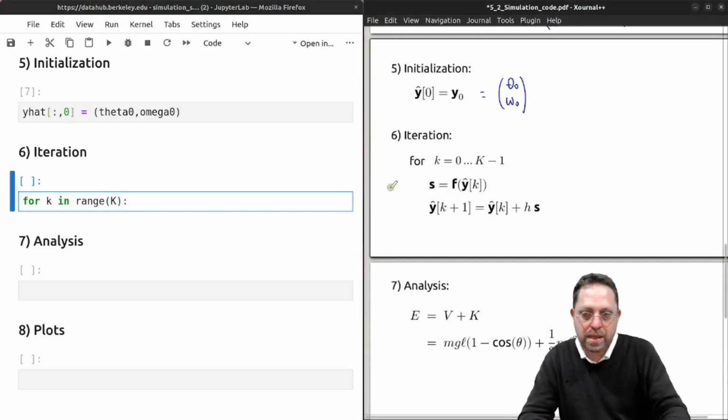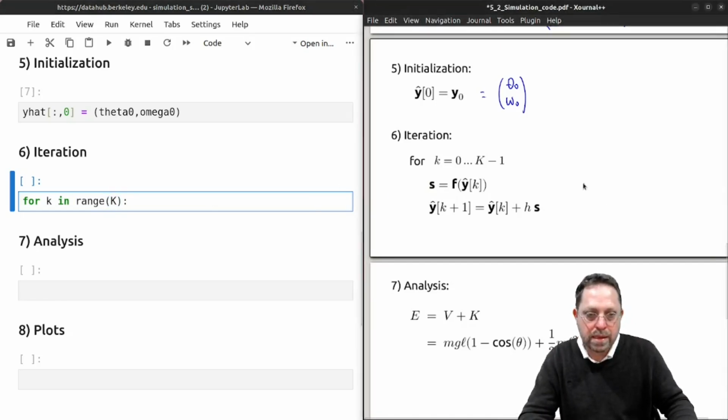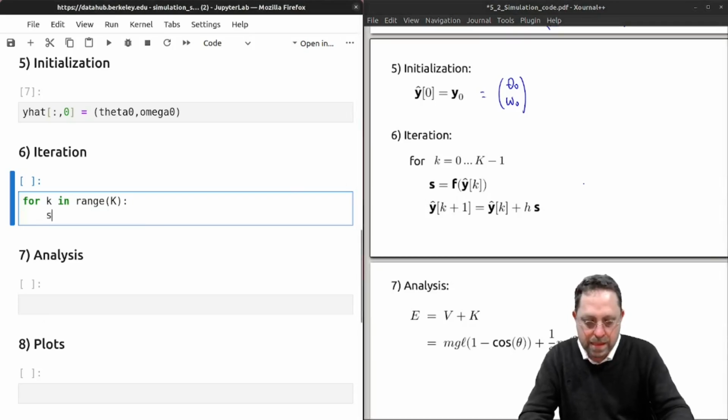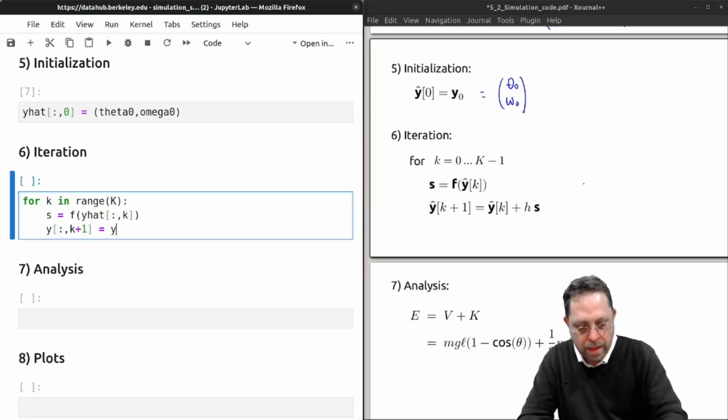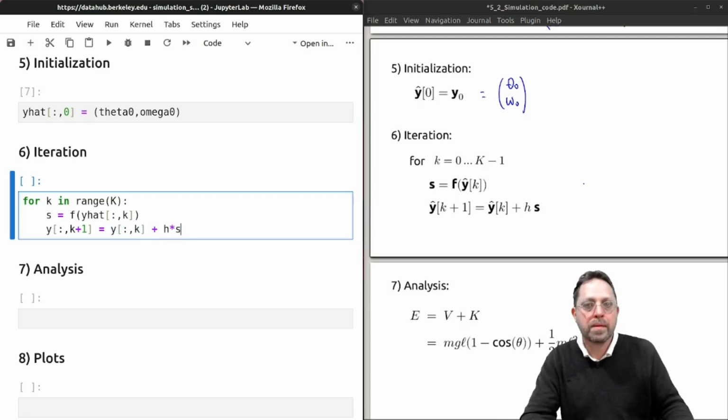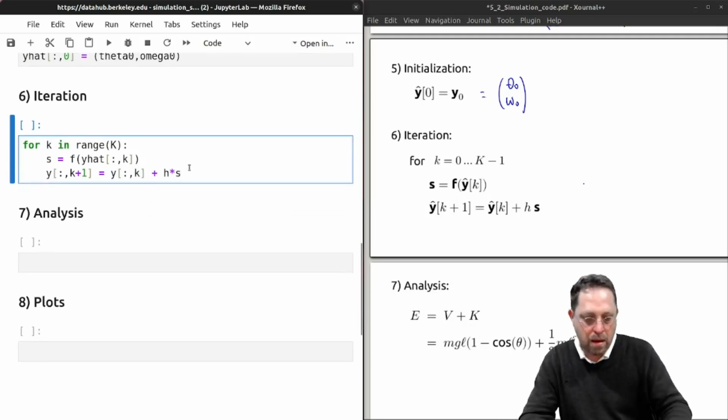Okay, so now the first thing that we're going to do here is compute our slope, s, by calling our function f and passing in the kth column of y hat. Then once we have s, we can fill in the k plus 1th column and assign it to the kth column plus h times s. Isn't that nice? So now let's run this.